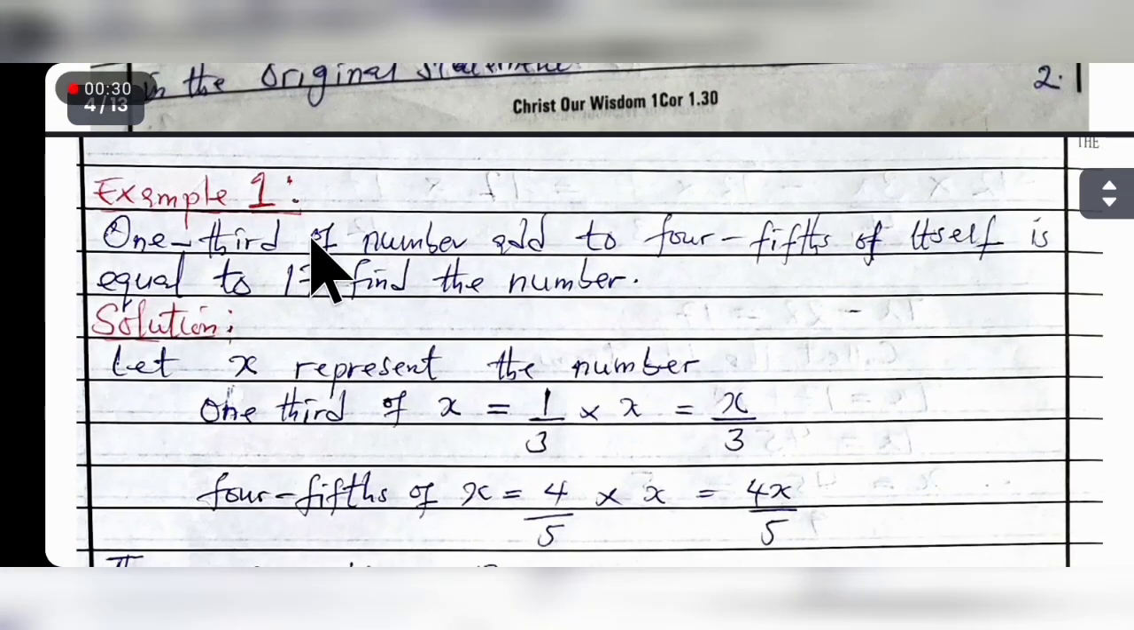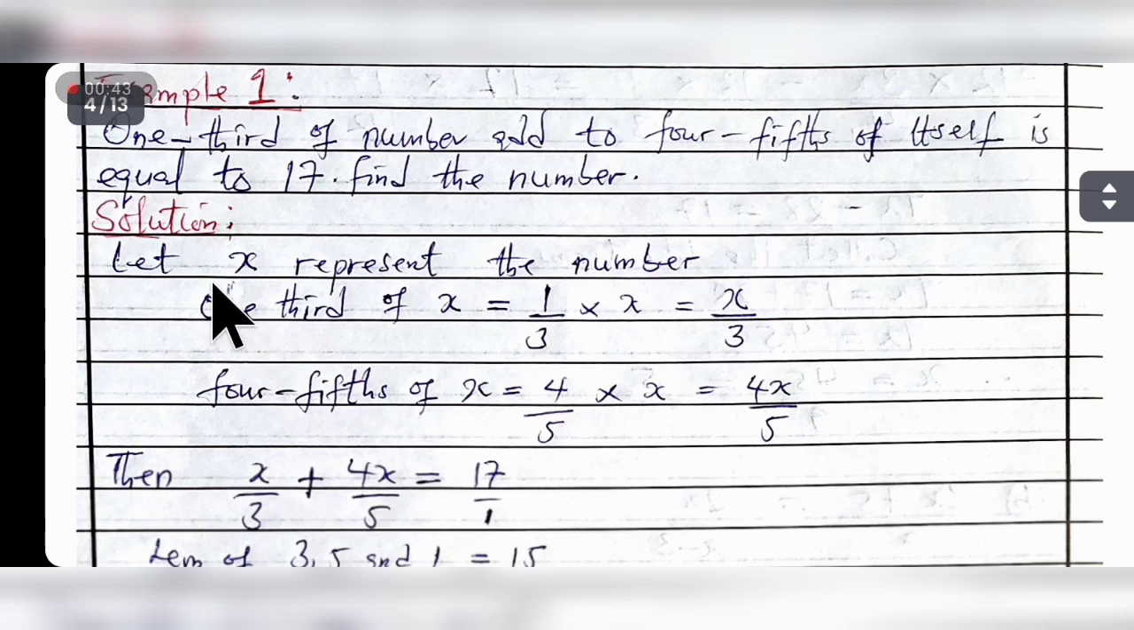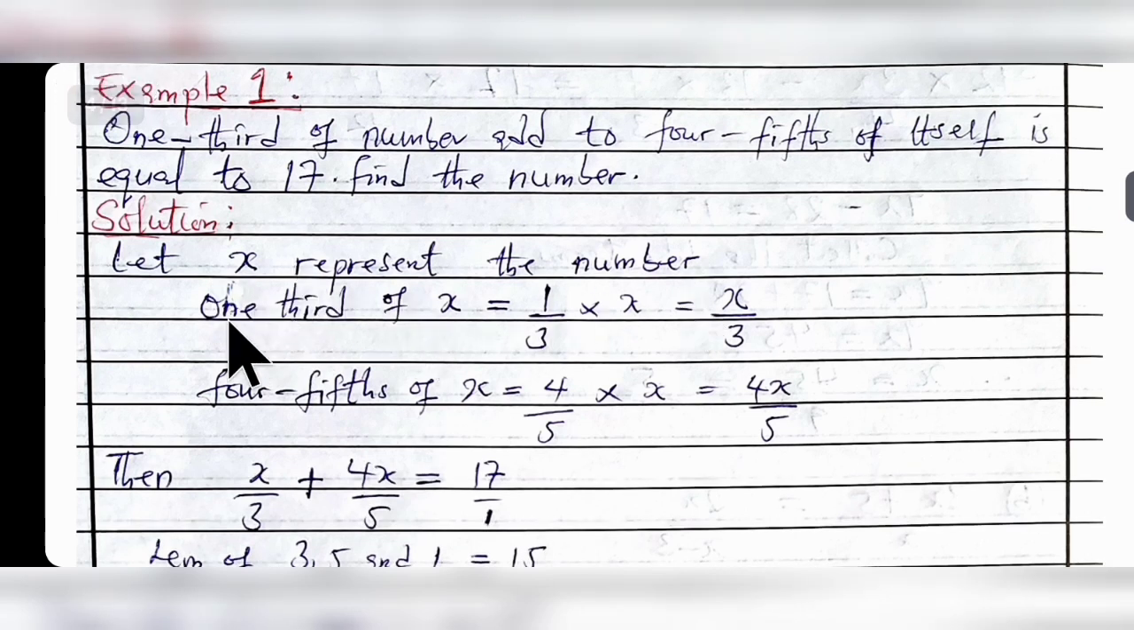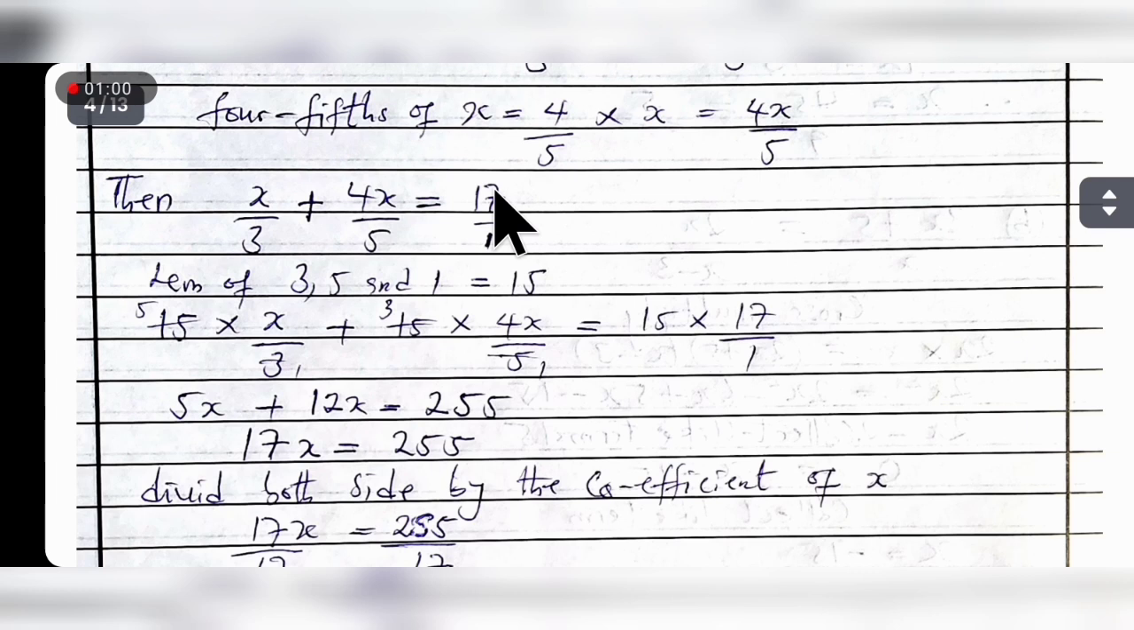Example: 1/3 of a number added to 4/5 of itself is equal to 17. Find the number. Okay, so let x represent the number. So 1/3 of x is 1 over 3 times x, which is x over 3. Then 4/5 of x will be 4 over 5 times x, which is 4x over 5. They say their sum is equal to 17.